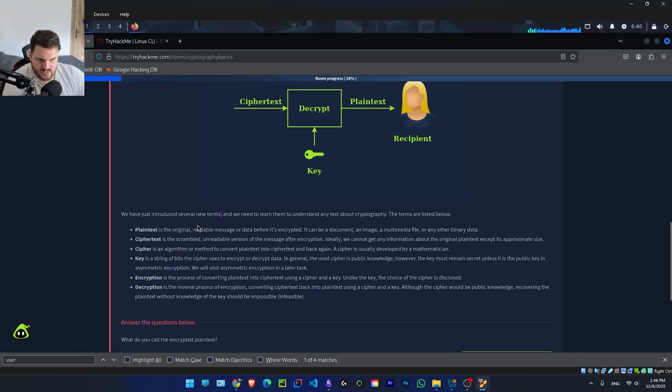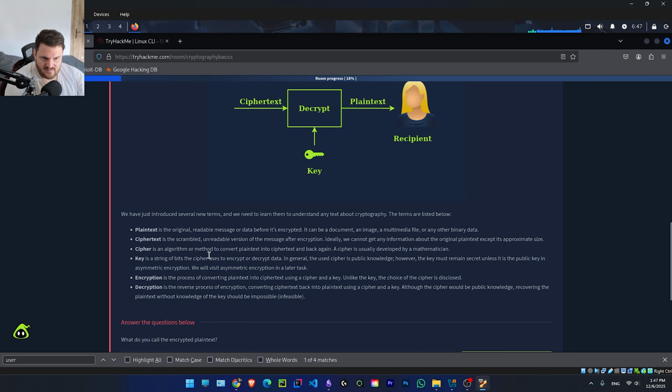We have just introduced several new terms and we need to learn them to understand any text about cryptography. The terms are listed below. Plaintext is the original readable message or data before it's encrypted. It can be a document, an image, a multimedia file, or any other binary data. Ciphertext is the scrambled, unreadable version of the message after encryption. Ideally, we cannot get any information about the original plaintext except its approximate size.